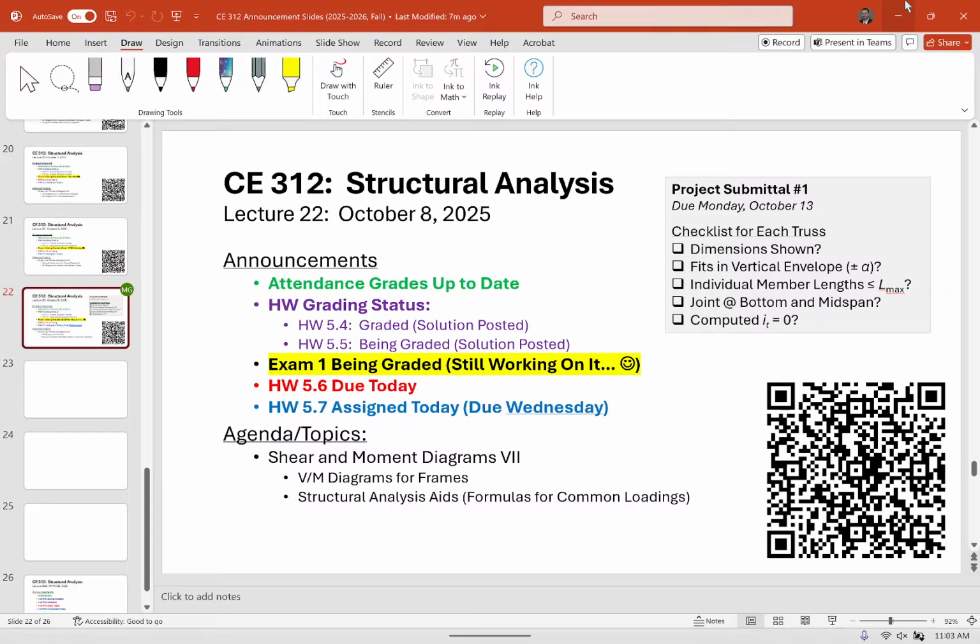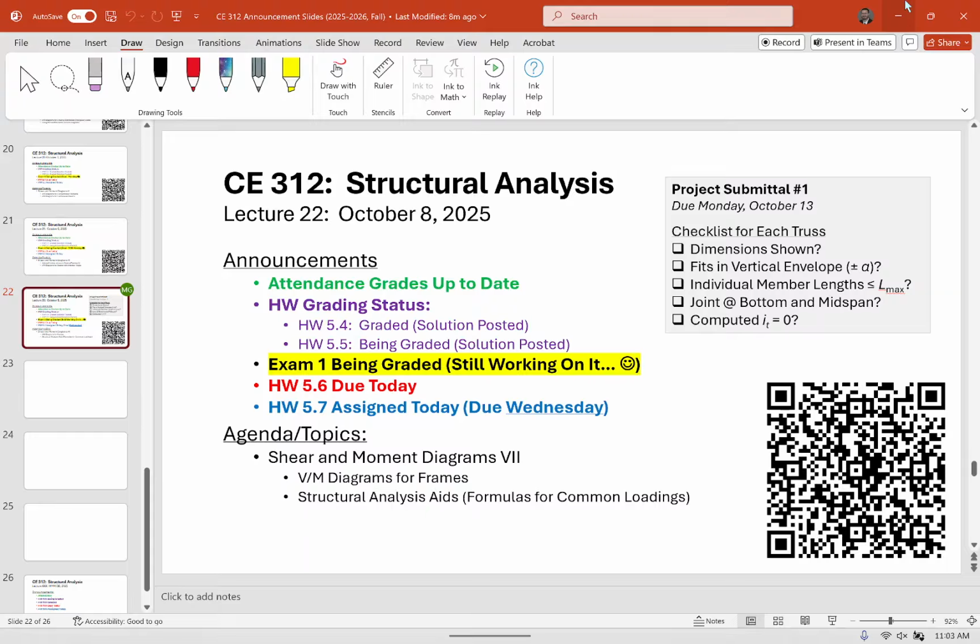This one's new. I don't think it's a big deal, but I just want to make sure that for every truss that you submit, you're checking that there is a joint at the bottom of the truss at midspan. We have to have a joint at the bottom at midspan because that is where we are going to, in submittal 2, check deflections. So if you don't have a joint at the bottom at midspan on your selected truss, you need to look at that. And finally, did you compute IT for each truss, and did IT equal 0 for each truss? That's got to be the case in order for the calculations in submittal 2 to make sense.